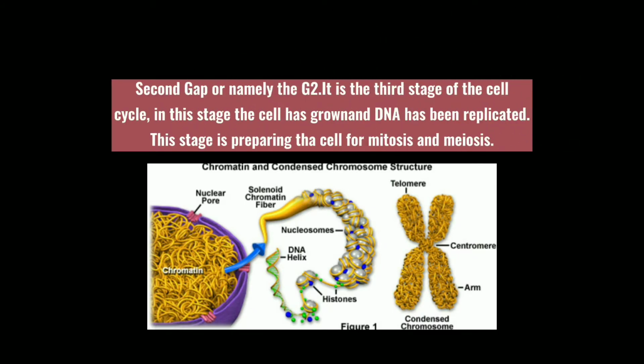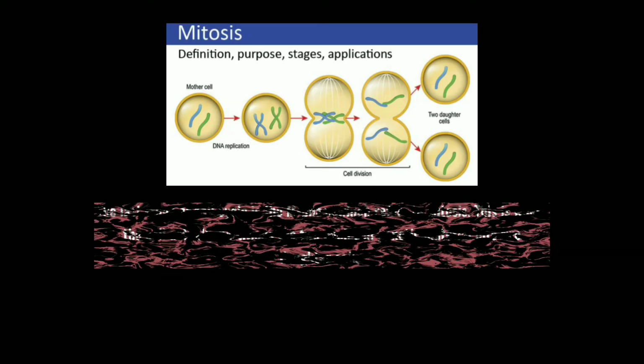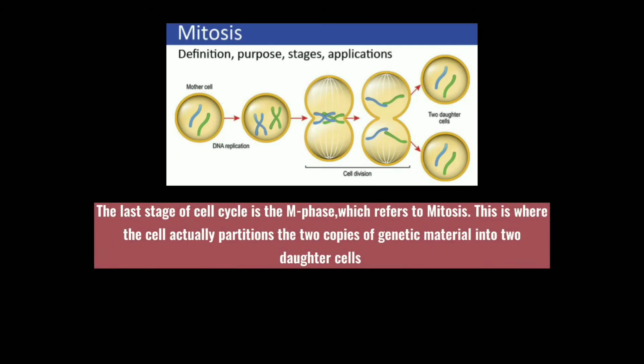The second gap, namely G2, is the third stage of the cell cycle. In this stage, the cell has grown and the DNA has been replicated. This stage is preparing the cell for mitosis and meiosis. The last stage of the cell cycle is the M phase, which refers to mitosis. This is where the cell actually partitions the 2 copies of genetic material into 2 daughter cells.